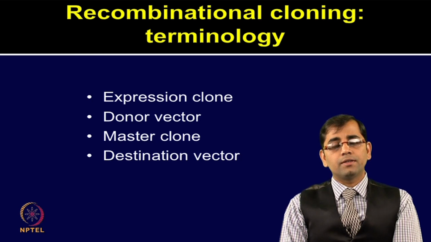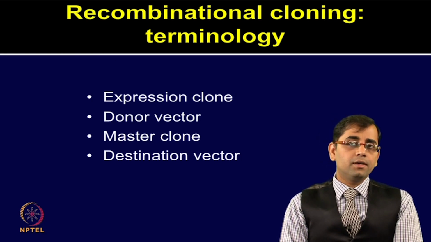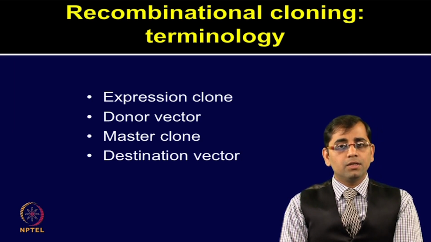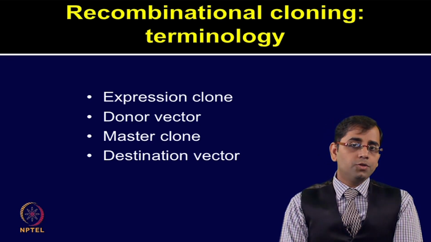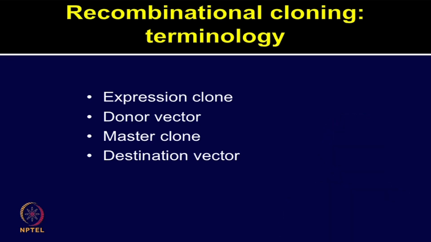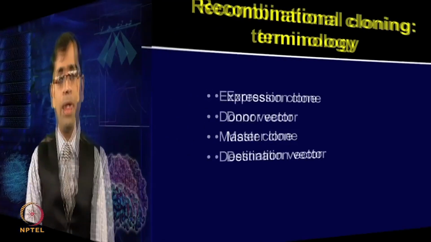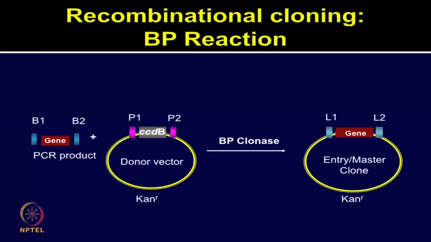What is the destination vector? This is a vector containing a counter selectable gene flanked by att R sites, which interact with genes from the entry clone to produce an expression vector in the LR reaction. Broadly, recombinational cloning involves two reactions, the BP reaction and the LR reaction. Let us first talk about the BP reaction.